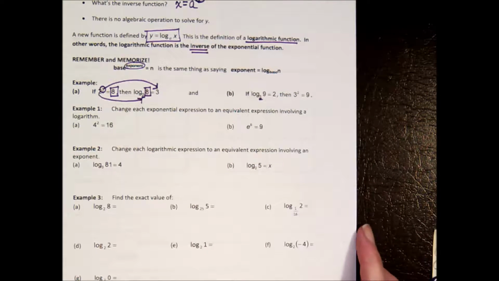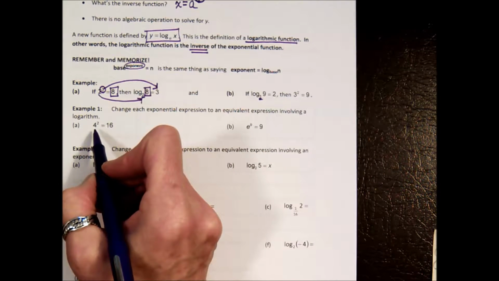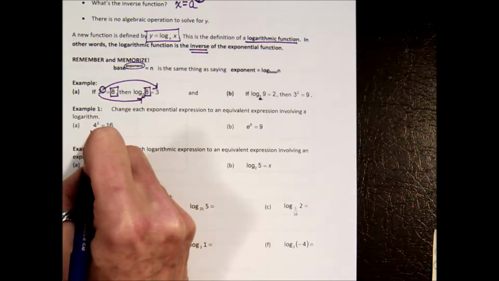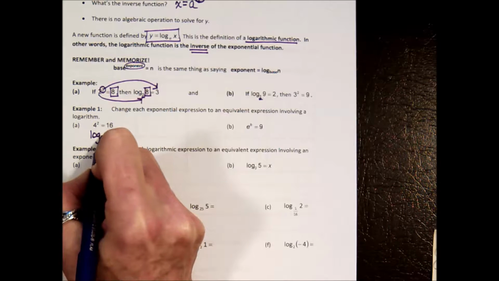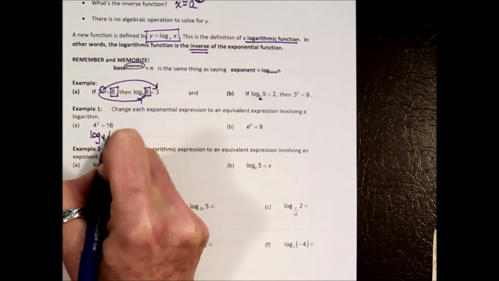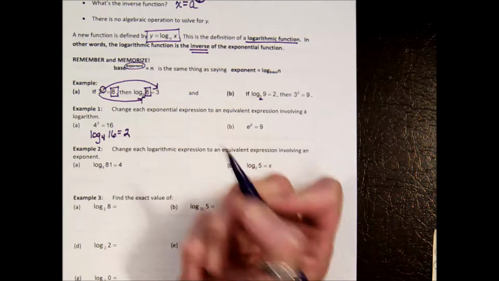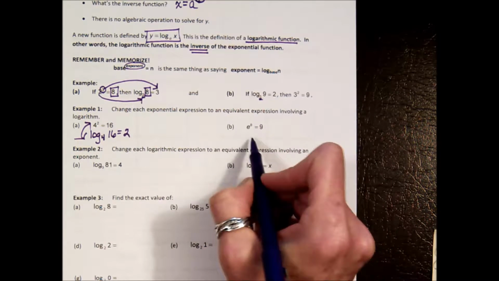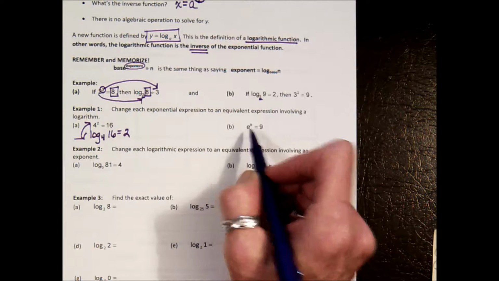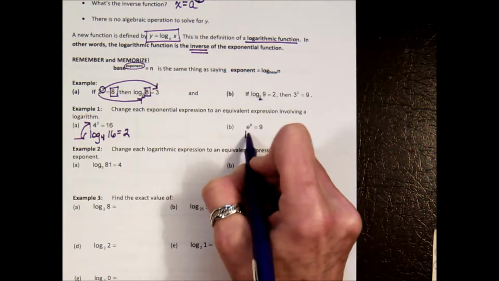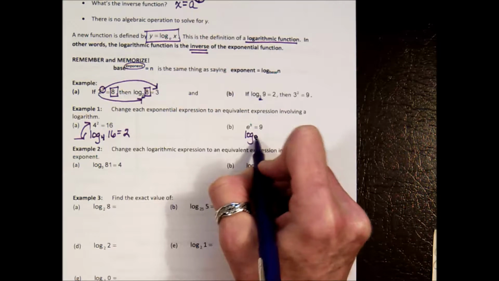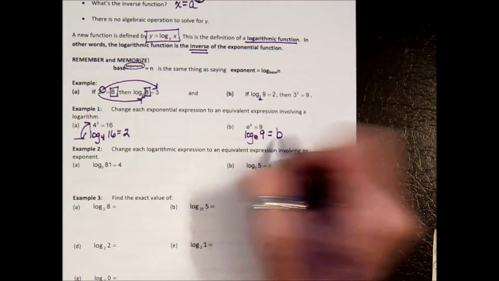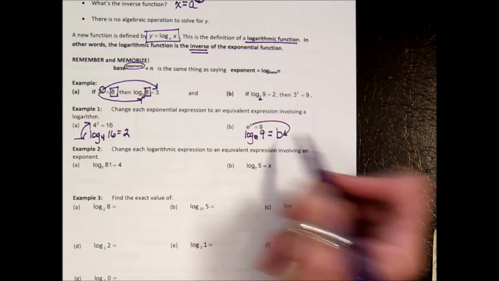So let's practice going back and forth a little bit. If we had 4 squared equals 16, the way to say that with logs would be the log of, what is the base? 4. The log base 4 of 16 is the exponent 2. Those two things mean the same thing. Here we have e to the b equals 9. What we would say is the log, what's our base? Of base e of 9 is equal to b. Again, the exponent becomes like the answer.